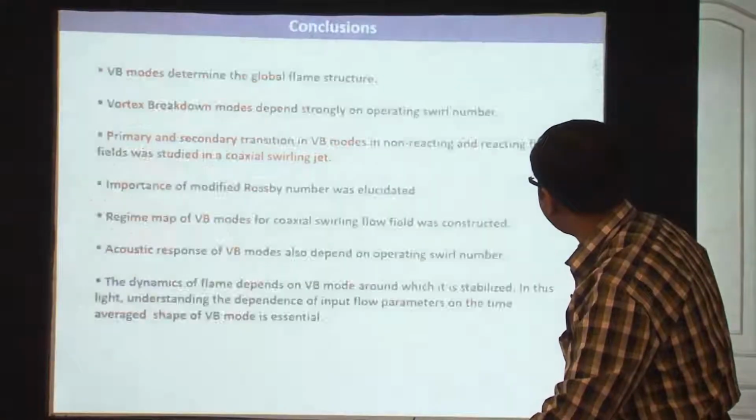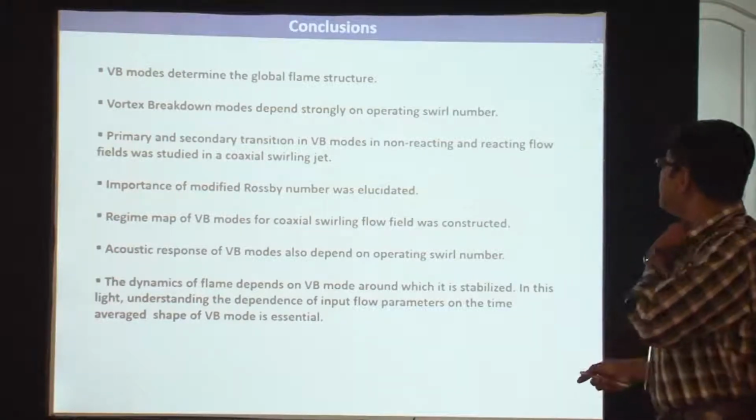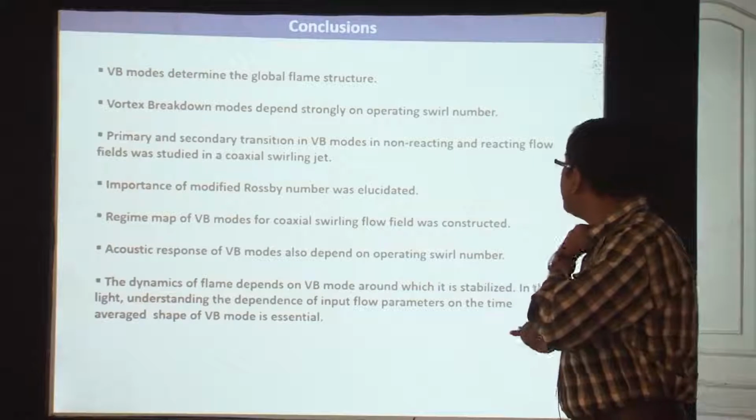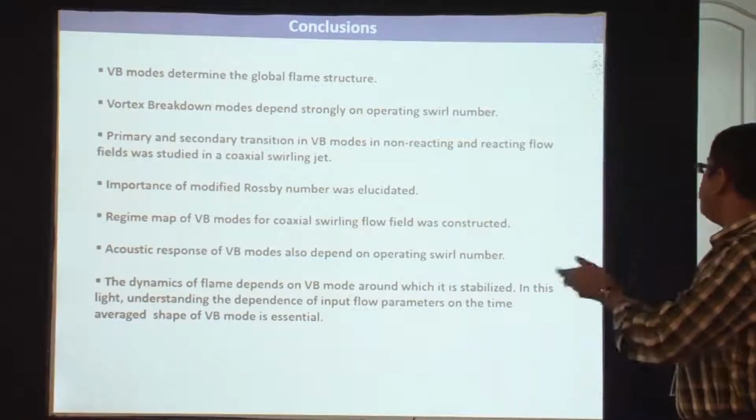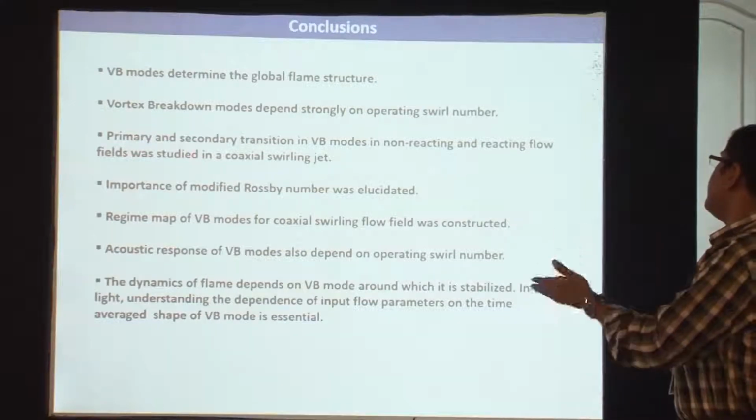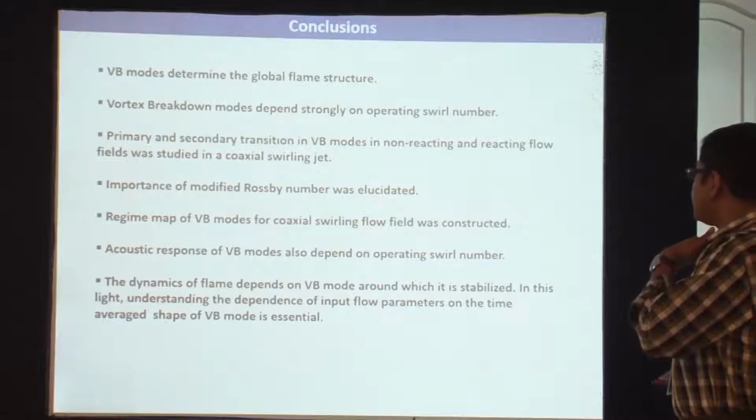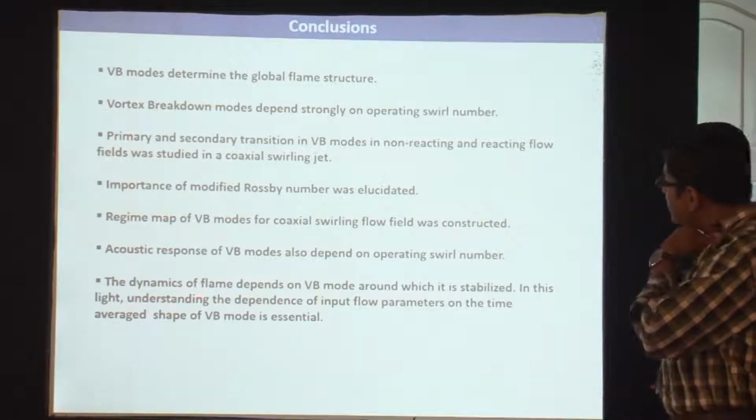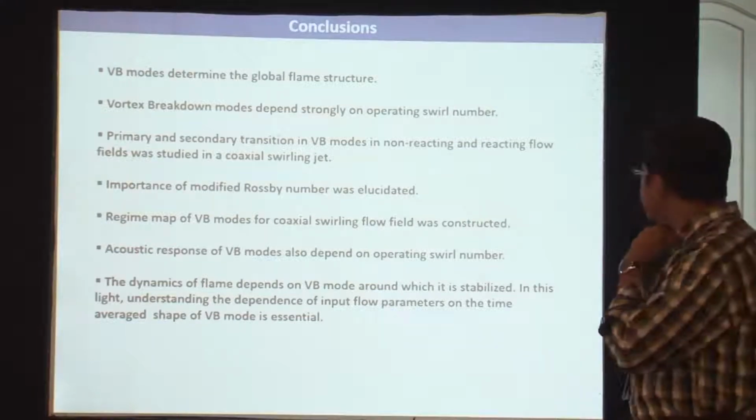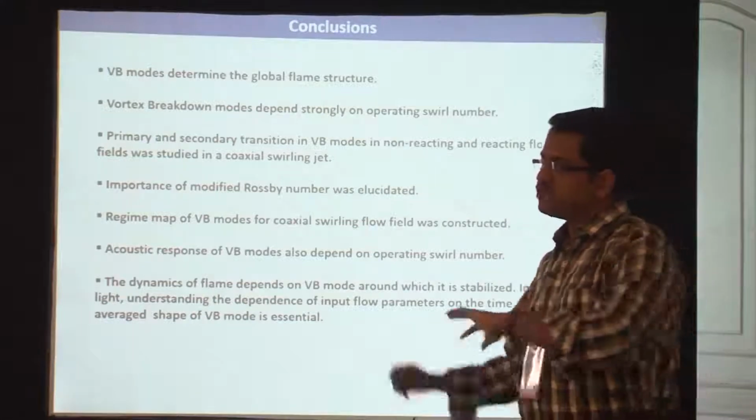So these would be the conclusions that we developed. Basically, how the VB modes actually determine the global flow structure as well as the flame structure, and what the secondary and the primary transitions are that happen. The importance of Rossby number and the acoustic response of such modes, and how the dynamics of the flame basically depends on the vortex breakdown mode around which it is stabilized. So it gives that hydrodynamic point of view to the whole problem.